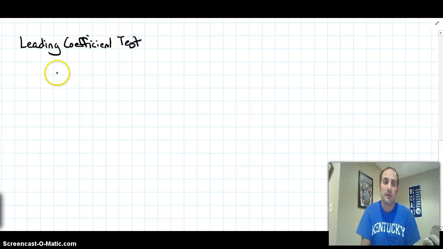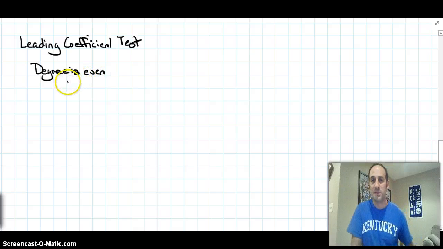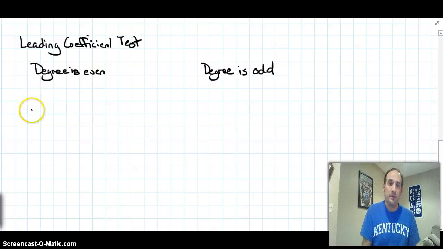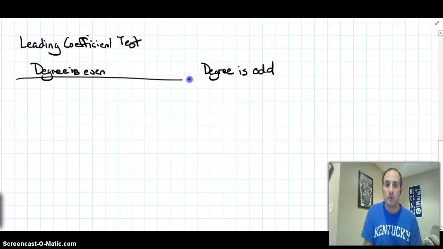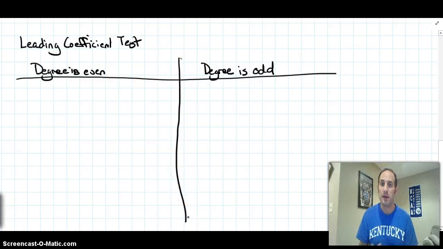So here's what we're going to do. First of all, we're going to look at this and say, if the degree is even, meaning the highest exponent you see is x squared or x to the fourth or x to the sixth, then it's going to do one thing. If the degree is odd, it's going to do something else. The highest exponent is always what determines the degree. Okay? So those are the two things. I'm going to organize this, and I would suggest you do something similar on your paper to make sure you have that set up.